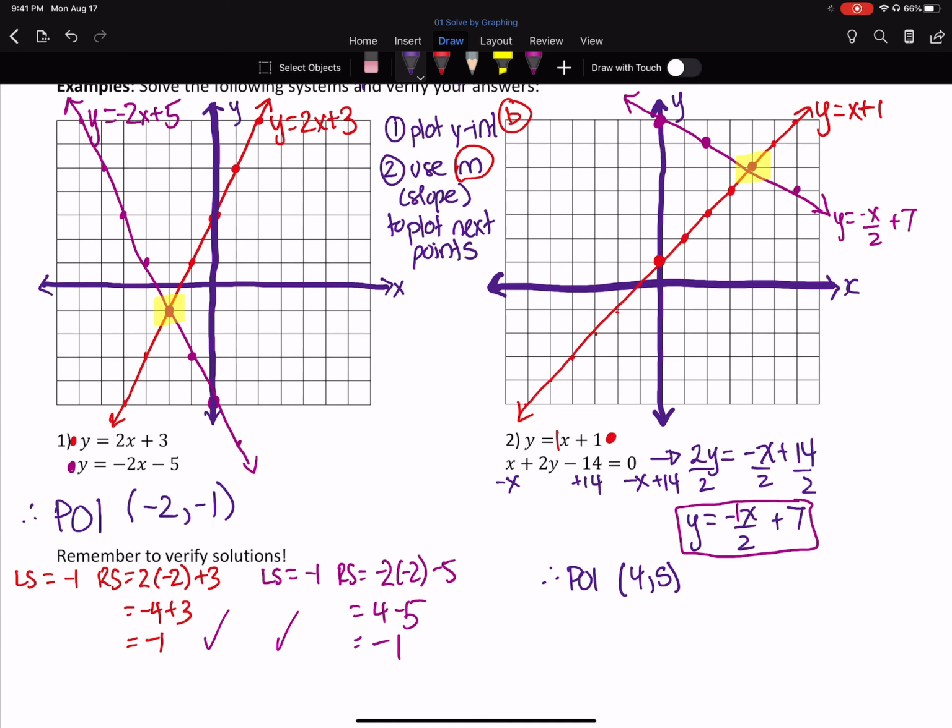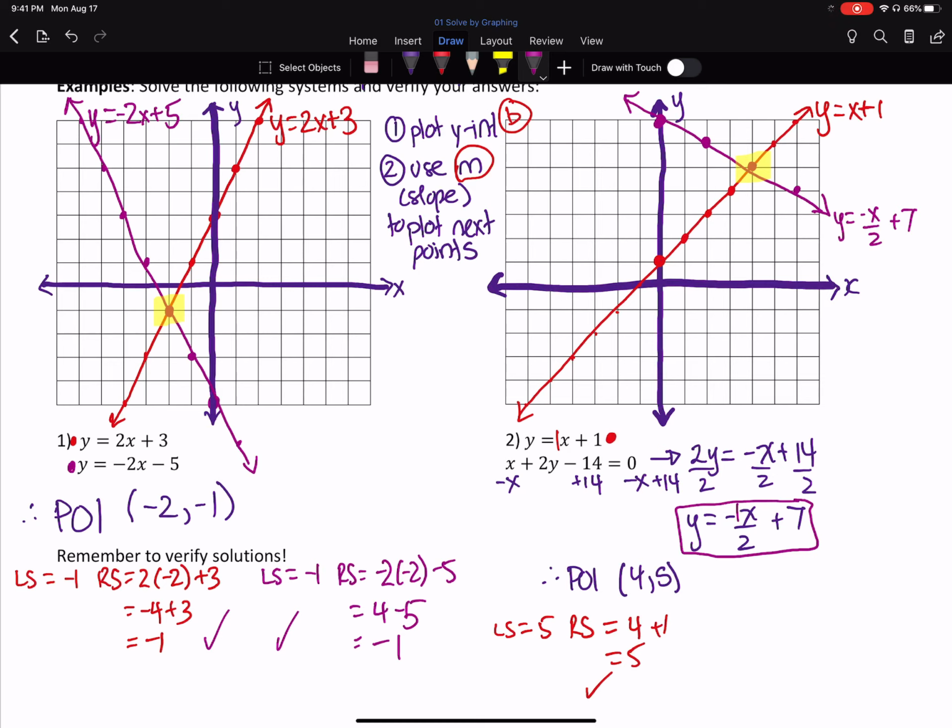And then we have to check, verify. Don't forget to verify. So the left side is y, which is 5. And the right side of the right equation is x, which is 4, plus 1, which is 5. Nice. And then we do the same thing to the other one.